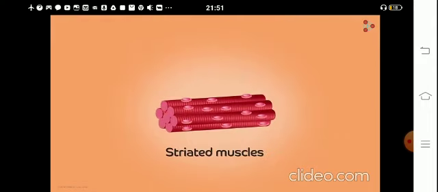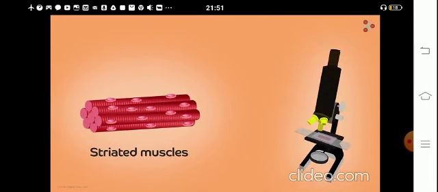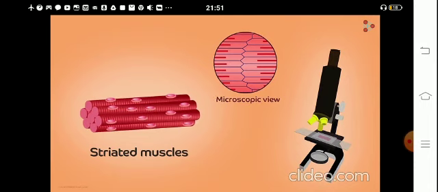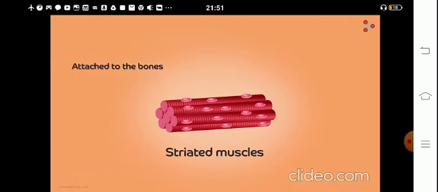The first one is called striated muscles. Now, as the name suggests, striated means when we stain this tissue and observe it under the microscope, it exhibits striations in the form of alternate light and dark bands. Where do we find this type, by the way? We find these striated muscles attached to the bones. Hence, they are also named as the skeletal muscles.